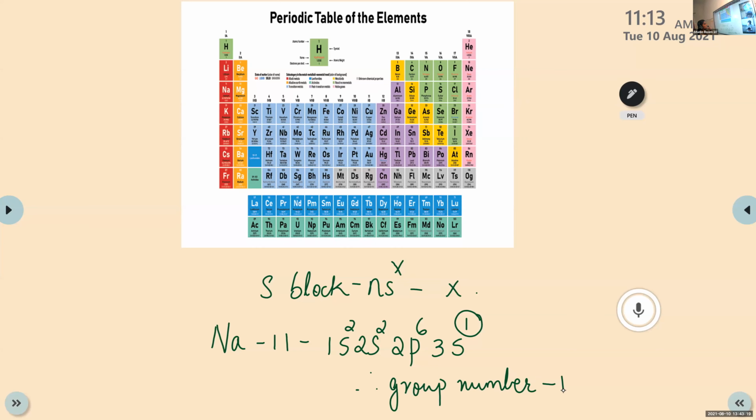And please check the position of sodium in the periodic table. Is it in group 1? Is it correct or not? Tell me. Yes, it's correct, right? The position of sodium is in the first group. This is clear, children? Can you copy this down? Yes, yes.